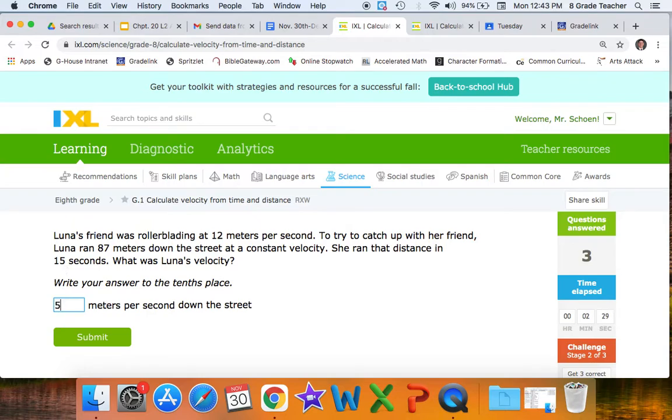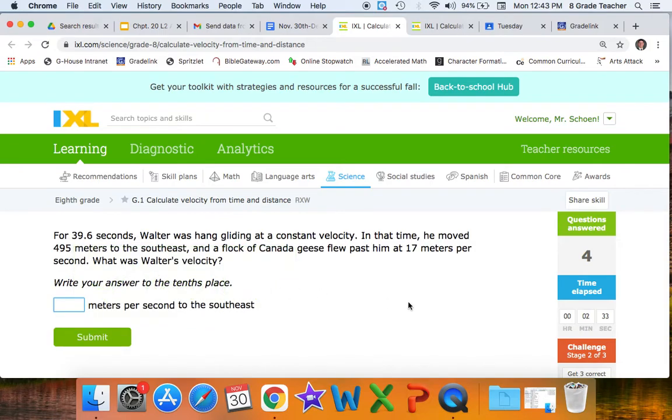She's traveling at 5.8 meters per second down the street. For 39.6 seconds, Walter was hang gliding at a constant velocity. In that time, he moved 495 meters to the southeast, and a flock of Canadian geese flew past him at 17 meters per second. What was Walter's velocity?